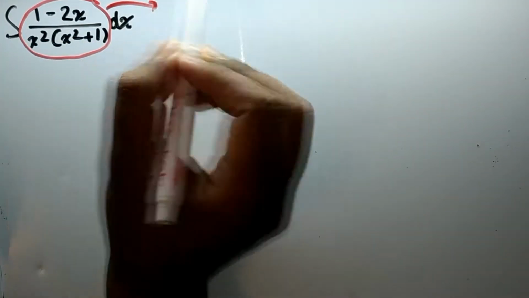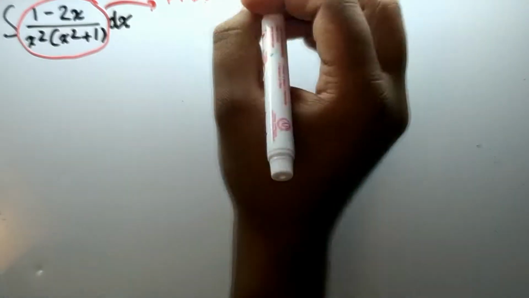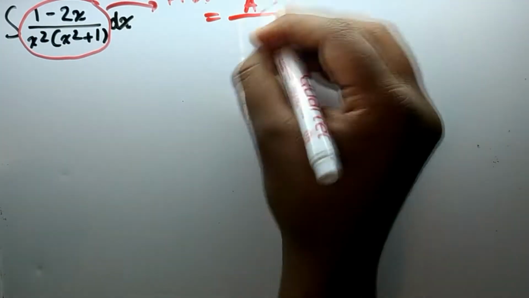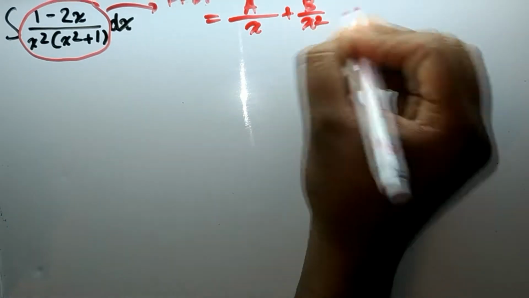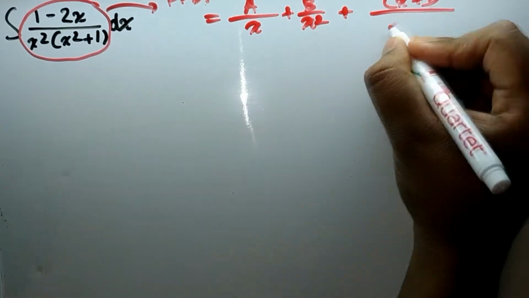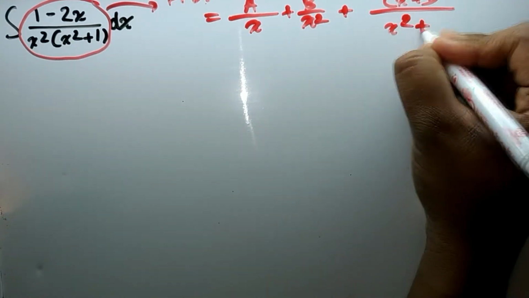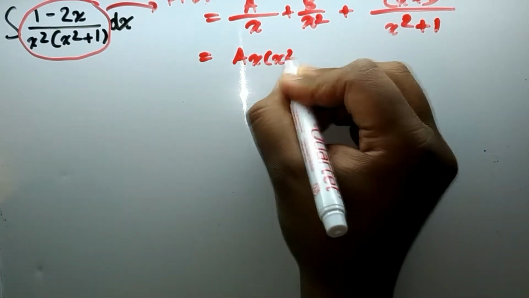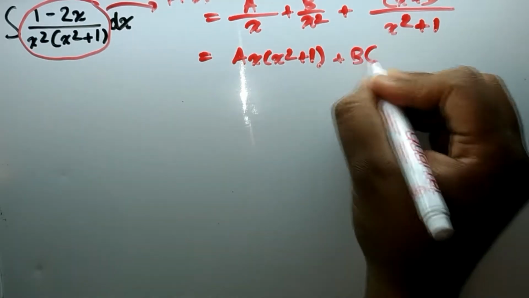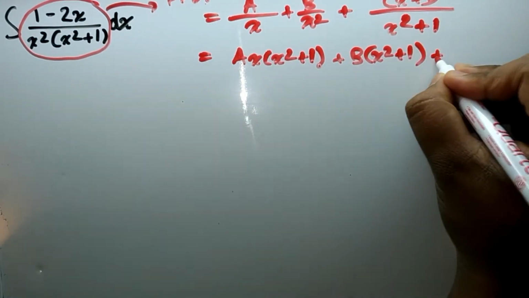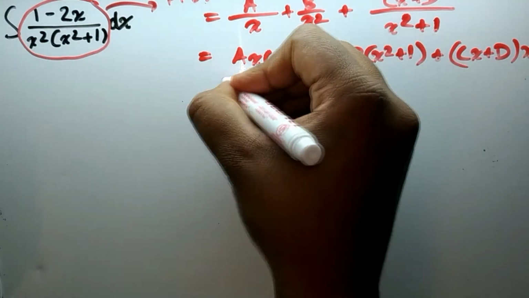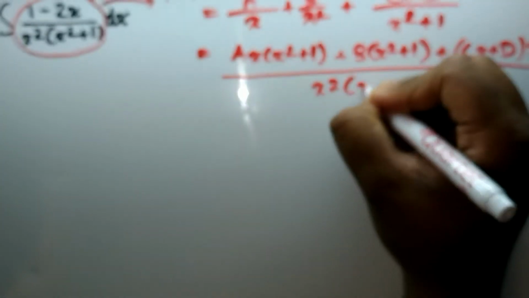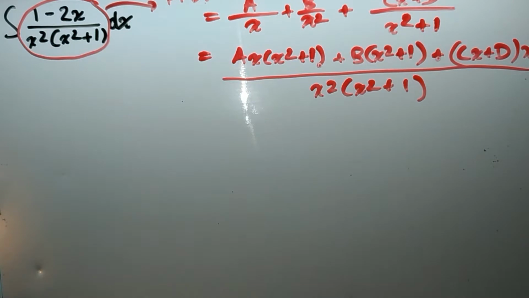For this example, we have an x squared times x squared plus 1. So if you write the partial fraction decomposition of this, it's going to be a over x plus b over x squared. Remember that x squared is basically bracket x bracket squared, so you have to account for that. And cx plus d over x squared plus 1. Again, you can just cross multiply so that you get the following.